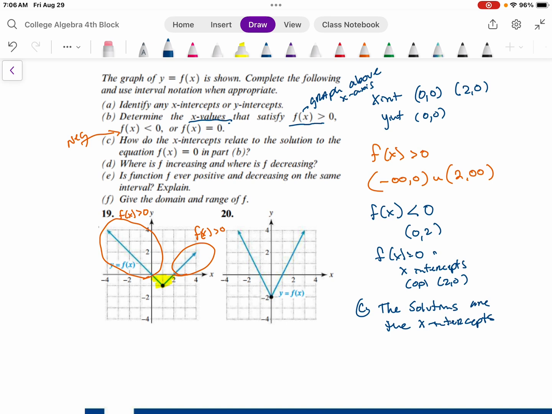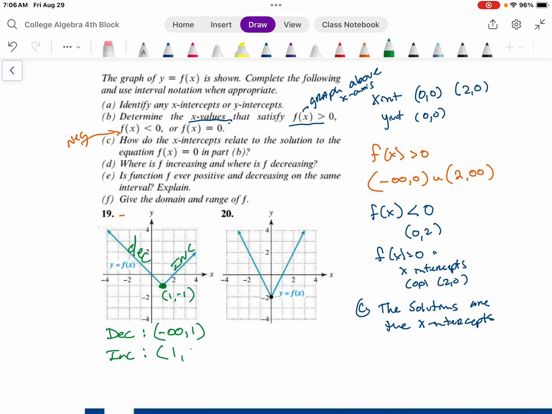Where is the function increasing or decreasing? Okay, I'm going to erase my drawings here. We can tell that as we come in from left to right, I am decreasing, then I am increasing. So it is decreasing from negative infinity to positive 1, which happens to be where the vertex is, 1 comma negative 1. We are increasing from 1 to infinity.